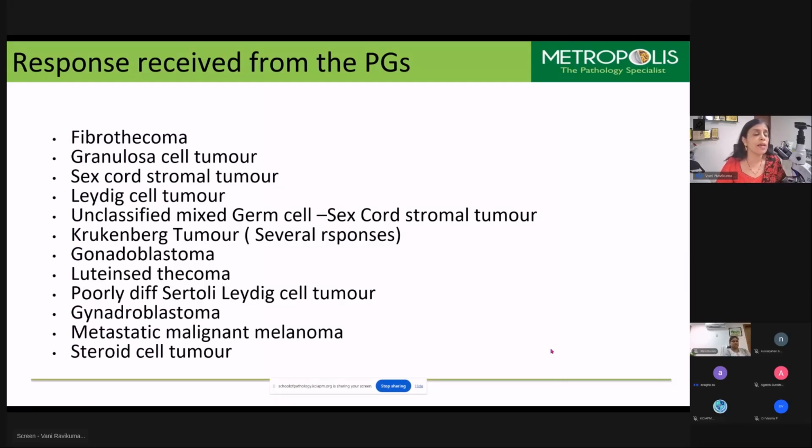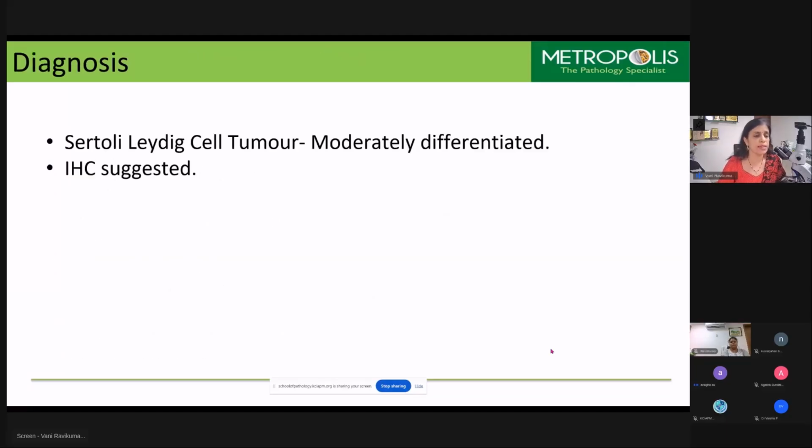And the response that we got from the students and the consultants was the entire list of stromal tumors: fibrothecoma, granulosa, sex-cord stromal, Leydig, unclassified. Of course, Krukenberg, we got several responses, and that's a good note. Gonadoblastoma, luteinized thecoma, poorly differentiated Sertoli Leydig, gynandroblastoma, metastatic melanoma, steroid cell tumor. So this was some of the spectrum of diagnosis we received.